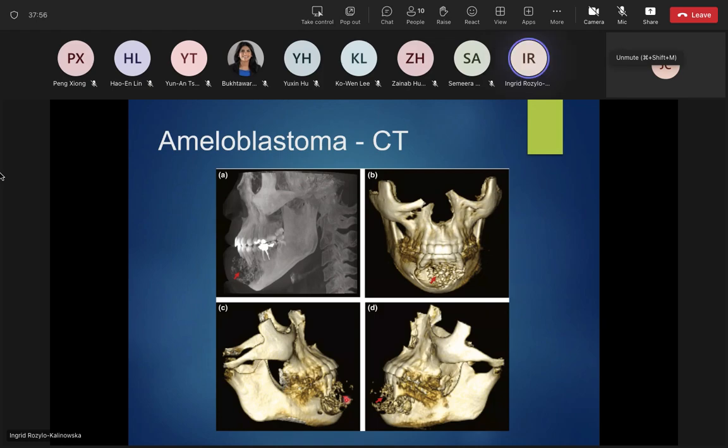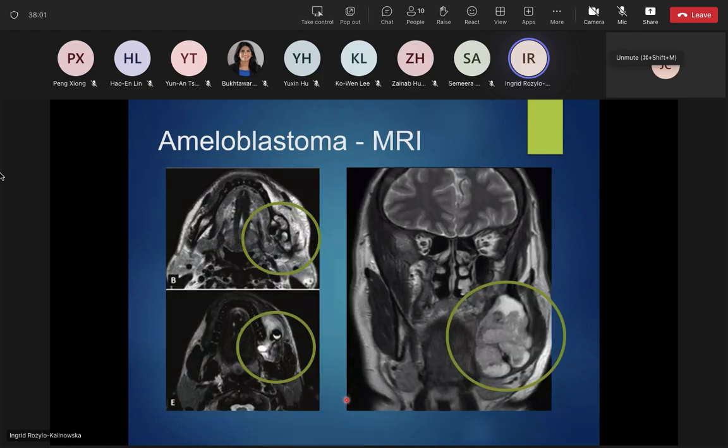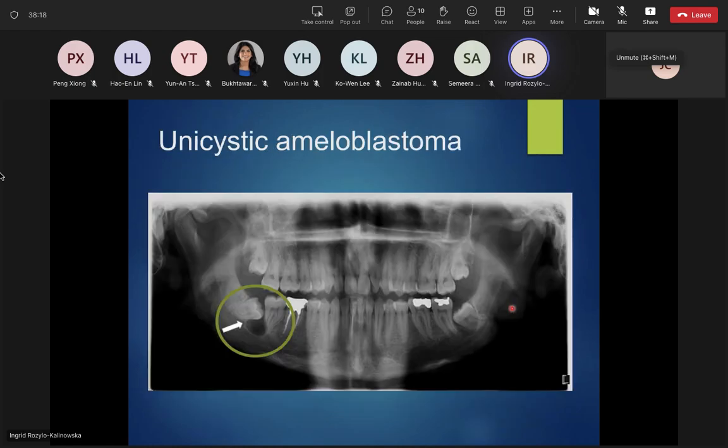And another ameloblastoma in magnetic resonance imaging. This type of imaging modality also allows demonstration of septa, so multiple loculations, compartments of this tumor. But still, as for now, histopathology is mandatory.